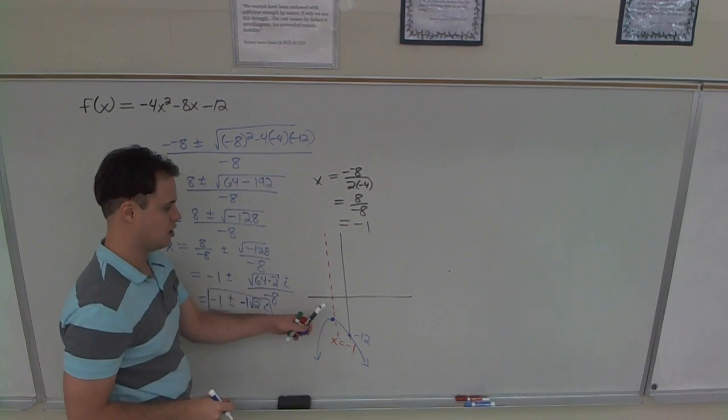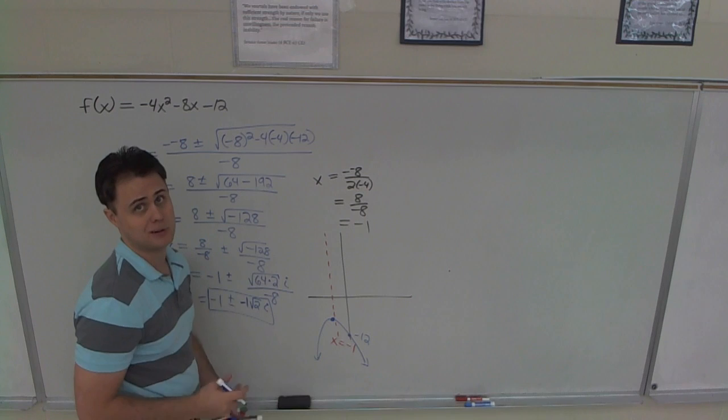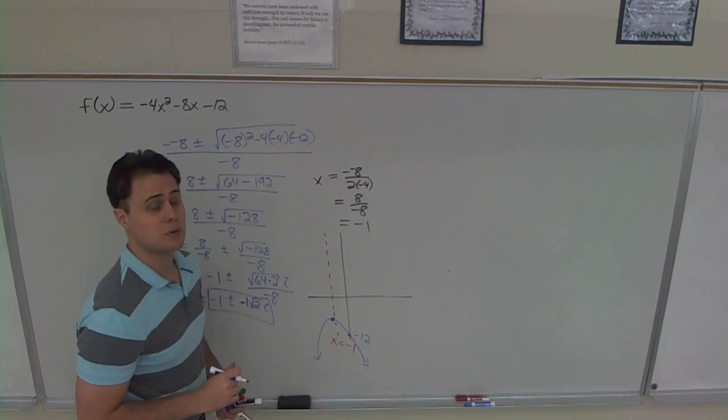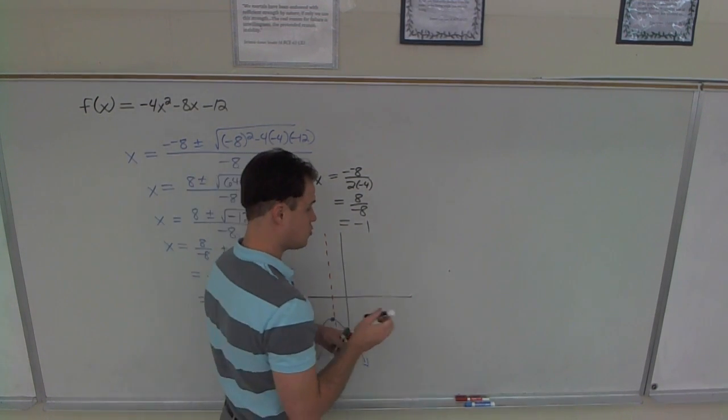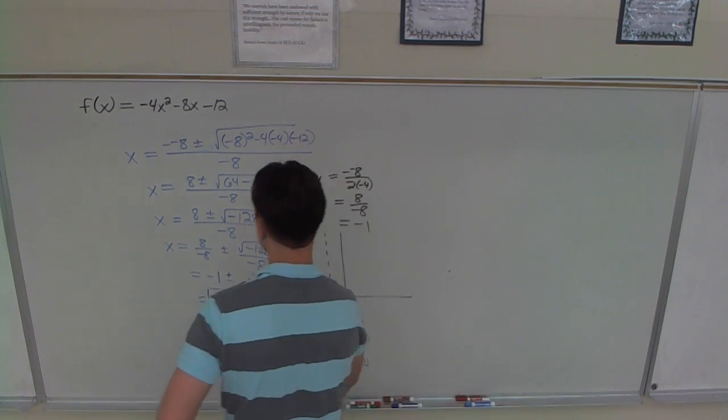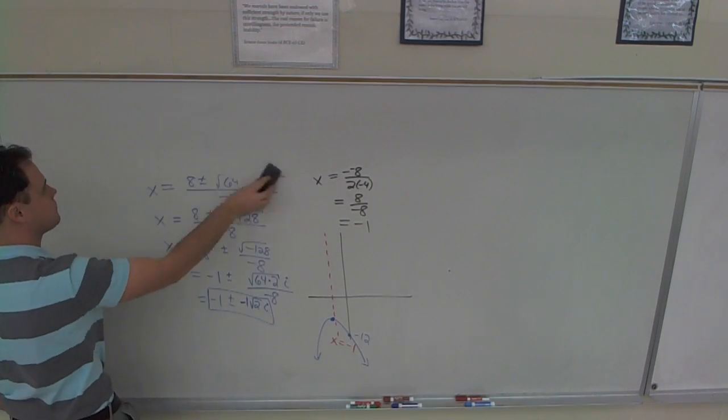If you want the actual value of that vertex, you can of course take negative 1 and plug it in. But it's obviously got to be somewhere between 0 and negative 12, maybe like negative 6 or something like that. Okay, so there's one more example with the quadratic formula. Let's derive where it came from.